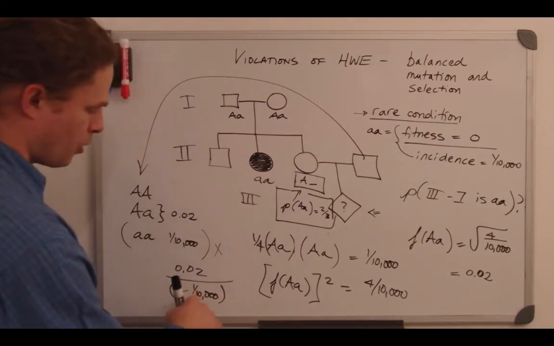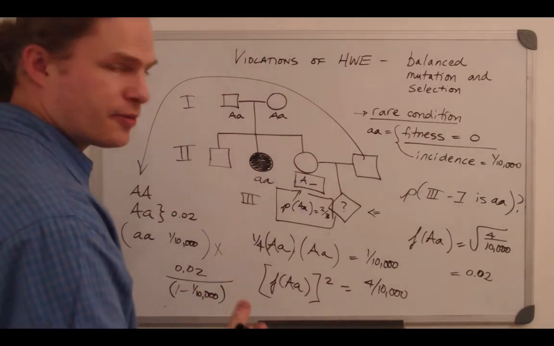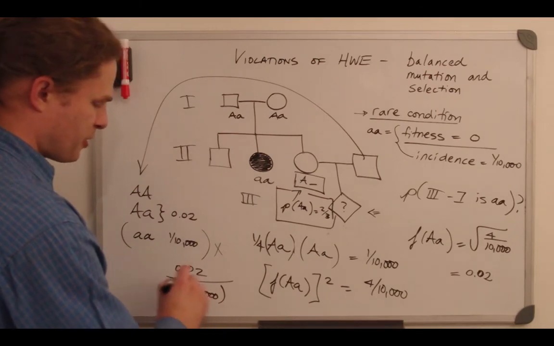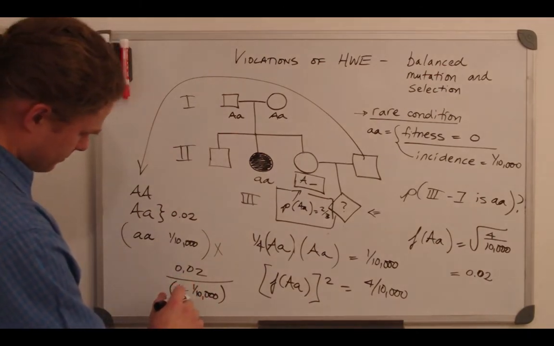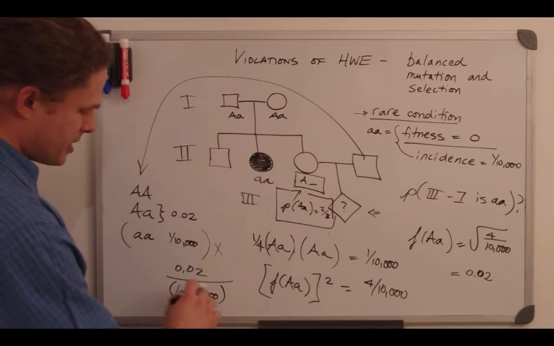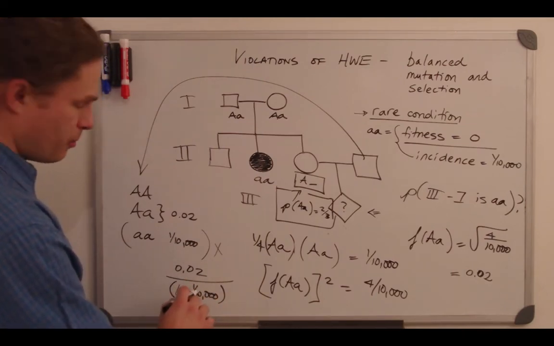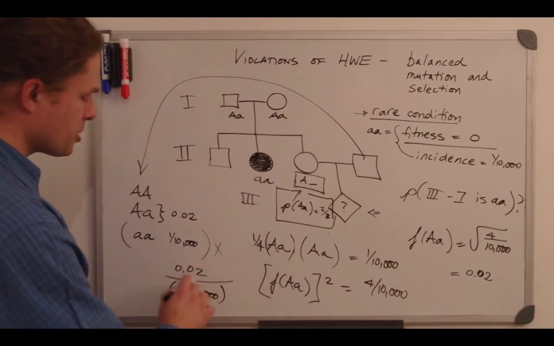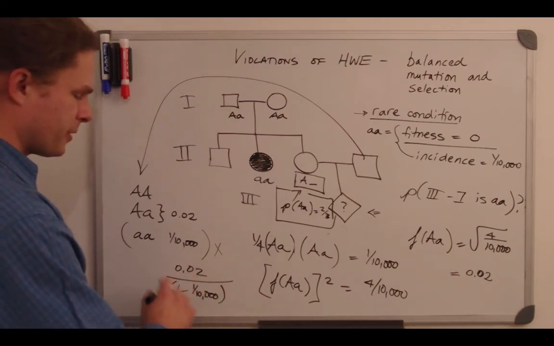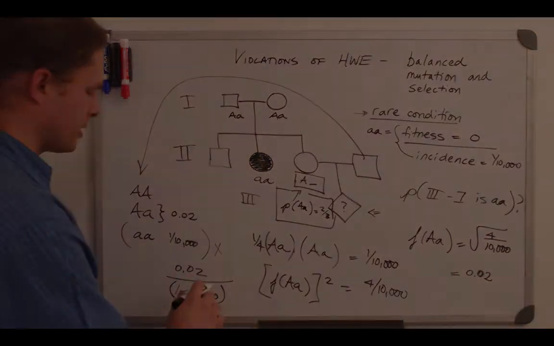Because 1 minus 1 out of 10,000 is not a very large value, this is going to be very, very close to 1. Because this is so close to 1, it doesn't shift much from 1. So the actual probability is not going to shift very much from 2%, but for completeness, you should complete this step and do the normalization.